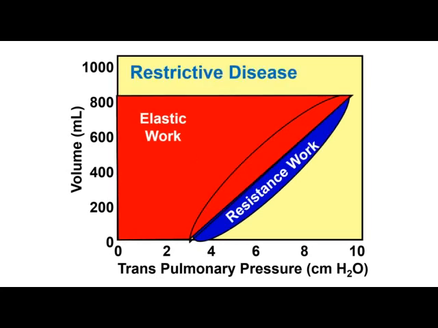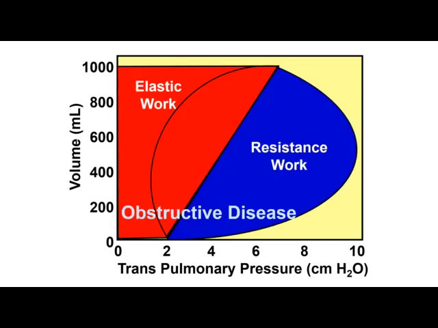If I have restrictive disease, stiff lungs, then the work that I have to do to overcome elastic recoil may increase like this. Resistance work won't change. On the other hand, if I have obstructive disease, elastic work might not change, but the resistance work that I have to do increases significantly.